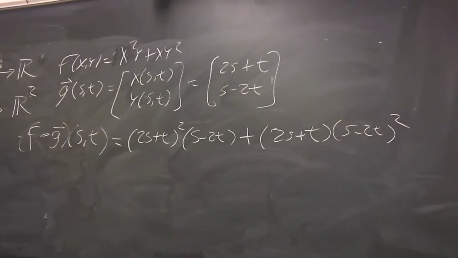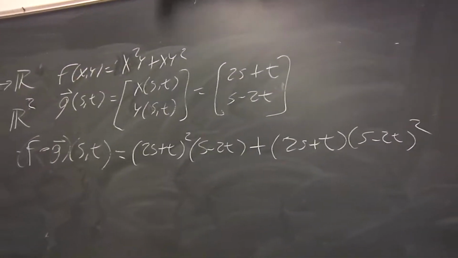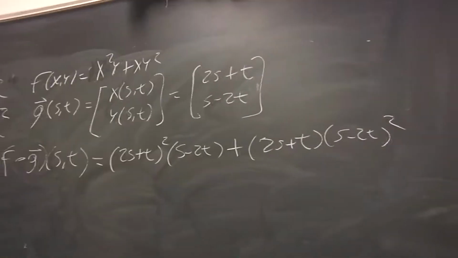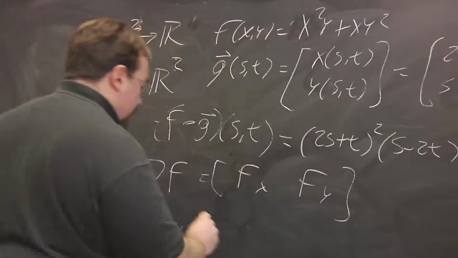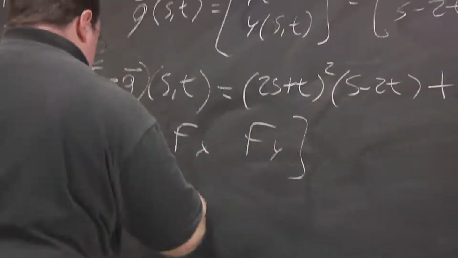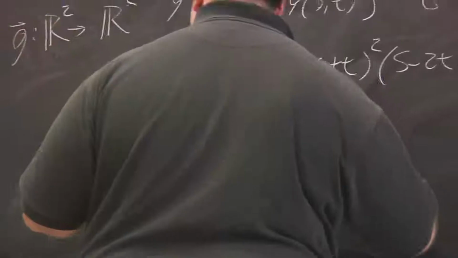So we're going to use the chain rule to figure out the partial derivatives of this function with respect to s and t. So like before, we have the gradient of f, so that's a row vector, fx and fy. So when we compute those, we'll have 2xy plus y squared and x squared plus 2xy.